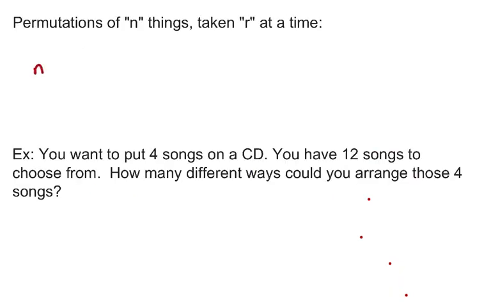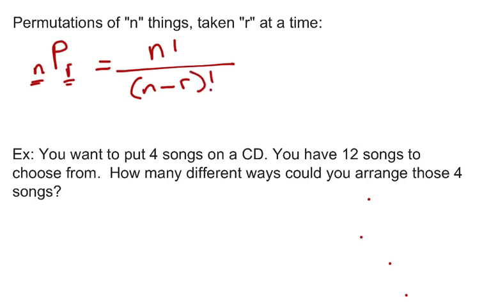How we would write it is little n, big P, little r. It means we have n total things, but we only want to take some of them. So n's definitely got to be bigger than r. How we'll do that is take n factorial on top and divide by n minus r factorial on the bottom. So let's say we have 4 songs that we want to put on a CD, but we have 12 to choose from. So we're really going to find 12P4.